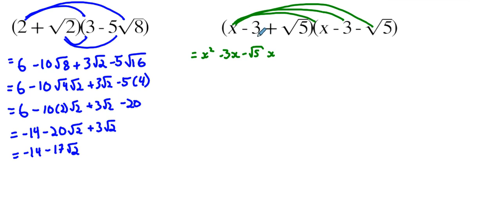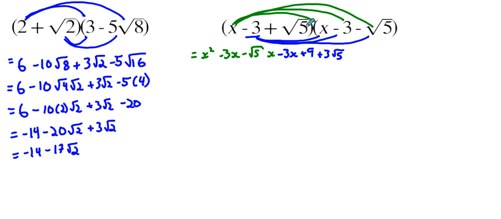Next, we're going to have the negative root 3 multiplied by x, by negative 3, and by the negative root 5. So negative 3 times x is going to give me negative 3x. Negative 3 times negative 3 is going to give me positive 9. And negative 3 times negative root 5, again, the 3 will just multiply with the coefficient of negative 1. So this will give me positive 3 root 5. Okay, that's 6 terms already.